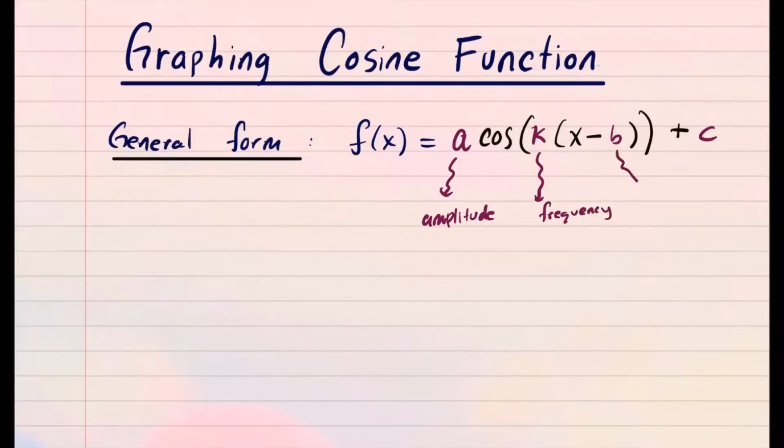And then this B right here, we know that is our horizontal shift, or you can call it the phase shift as well. And the C right outside here is called the vertical shift. So just like we know from transformation, now we're going to apply it to the basic cosine function. So let's go ahead and take a look at the basic cosine function, how it looks like.